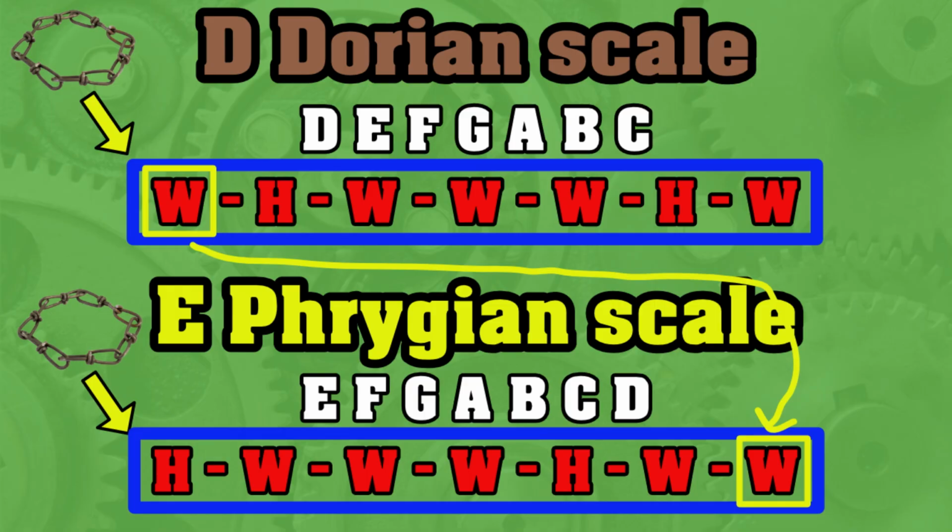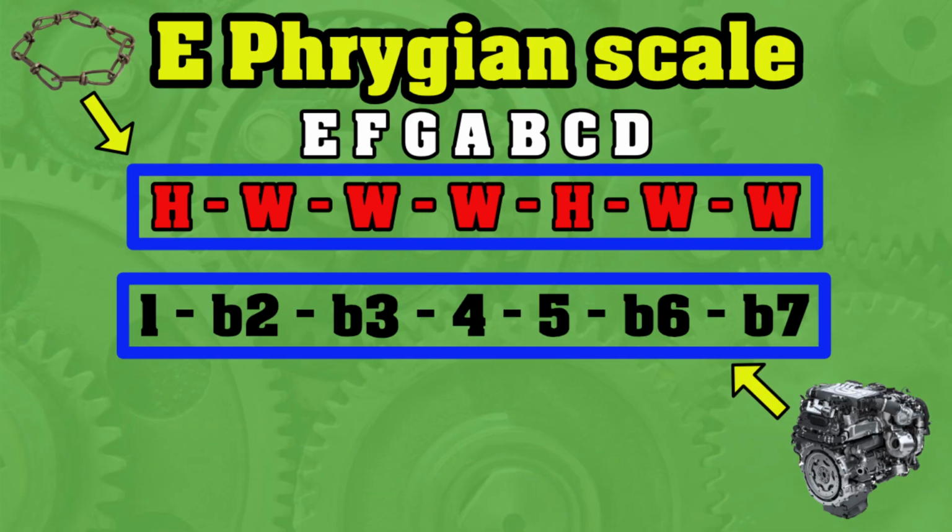And the driver of the bus for the Phrygian scale is 1, flat 2, flat 3, 4, 5, flat 6, flat 7. So if I wanted to play the E Phrygian scale, which consists of all white notes on the piano, no sharps, no flats, here's the note E. This is what the Phrygian scale sounds like.